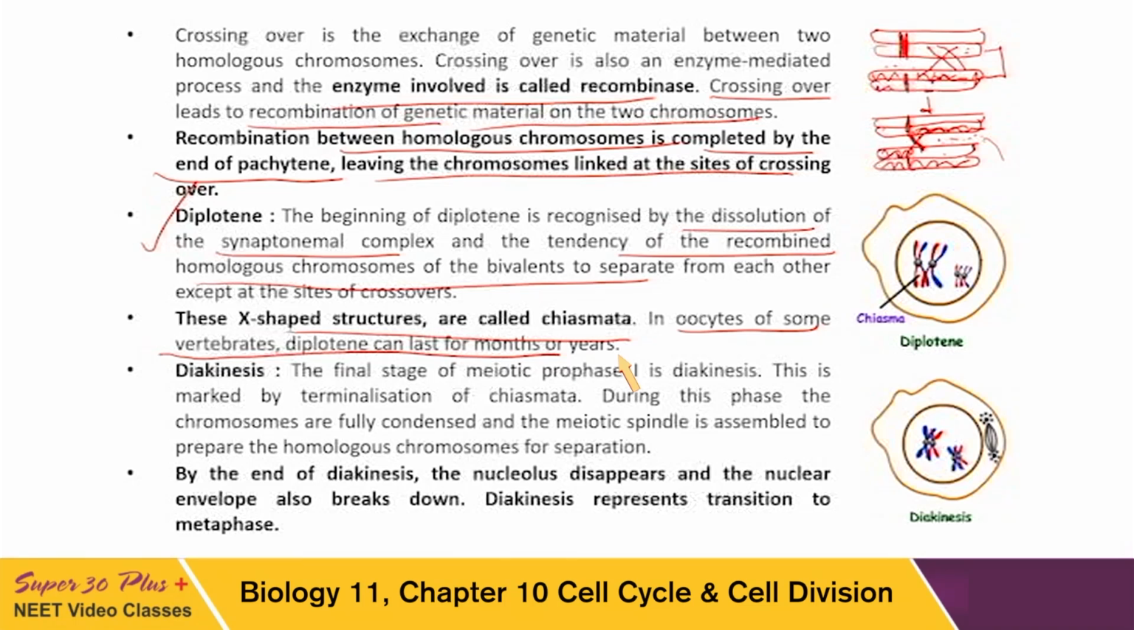What is there in diakinesis then? This is the last phase. You can see here in diakinesis the nuclear membrane will completely disappear. As I told you, by the end of diakinesis the nucleolus disappears, the nuclear membrane disappears, and the cytoplasmic organelles will also disappear. Diakinesis is a transition phase. It will get converted into metaphase I, right? This is about prophase I, one of the most important phases.